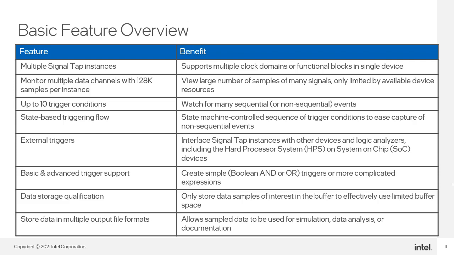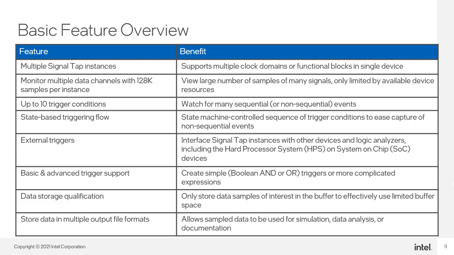For triggering options, the logic analyzer can monitor up to 10 different trigger conditions sequentially or in any order you choose with the state-based triggering feature. The external triggering features make it easy to interface the logic analyzer with other devices or logic, including the hard processor system on SoC devices. The trigger conditions themselves can be basic Boolean AND or OR triggers, or advanced triggers in the form of more complicated Boolean expressions. The Signal Tap Logic Analyzer makes it easy to create almost any type of triggering condition.